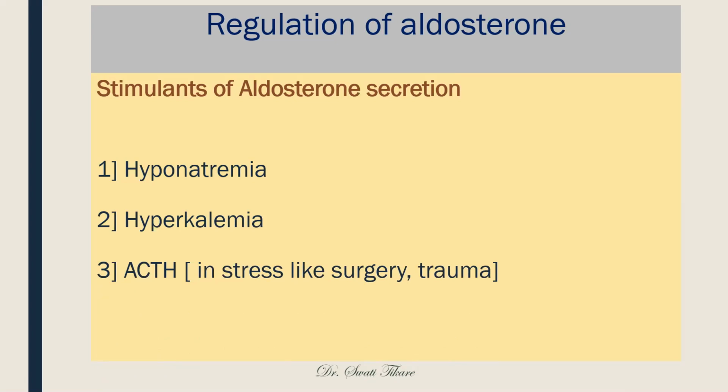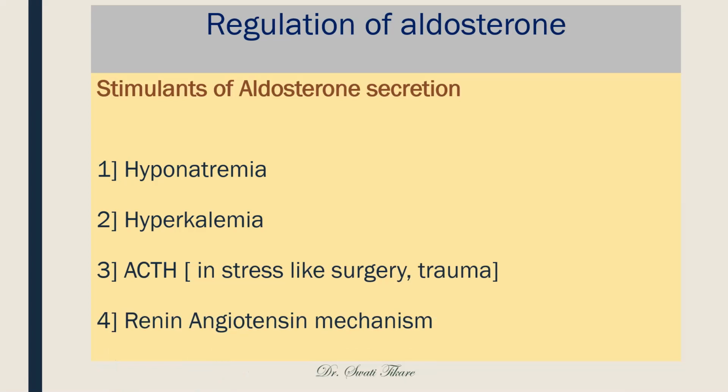In addition, ACTH is also released in times of stress, like surgery, trauma, hemorrhage, and all these conditions. Wherever there is stress, there is ACTH, and when there is ACTH, it will cause the release of all these adrenocortical hormones, including aldosterone. So stress is an important stimulant for the release of aldosterone, same as for glucocorticoids. Lastly, we have a different mechanism for regulation of this hormone, called the renin-angiotensin-aldosterone mechanism.